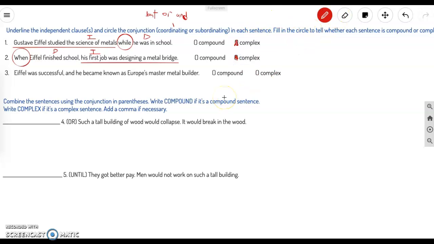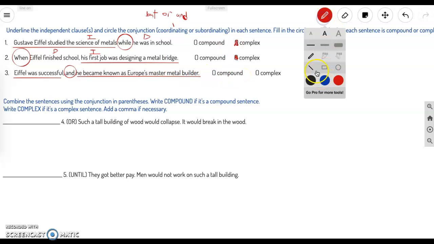Number 3. Eiffel was successful and he became known as Europe's master metal builder. What is our conjunction here, ladies and gentlemen? And. Is this coordinating or subordinating? Coordinating. And what is our independent clause? Do we have more than one? Eiffel was successful. Yep. He became known as Europe's master metal builder. So we have 2 independent clauses in this sentence, unlike numbers 1 and 2. So then, what kind of sentence is this? 2 I's, compound. Very good.